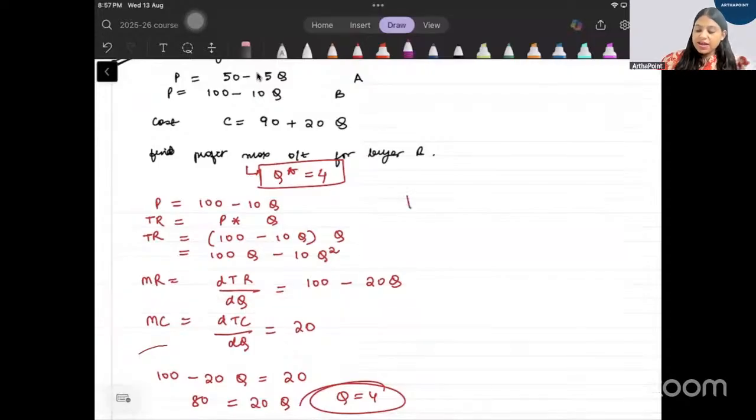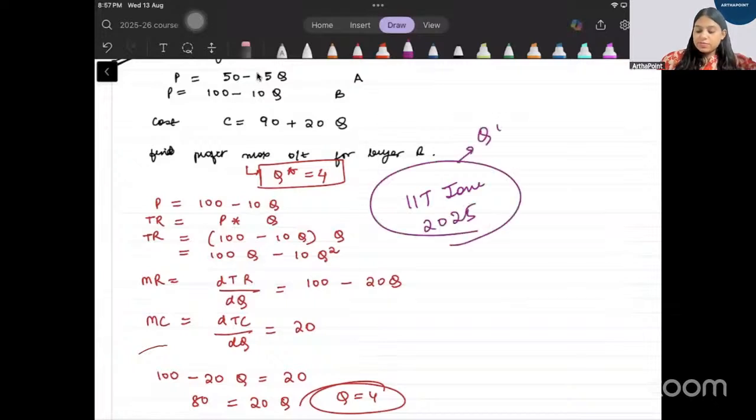This is from last year's IIT JAM 2025 paper. You should be able to do this. It's a pretty easy question. Any doubt in this? We will not do it by AC and MC. You cannot, right? It's a monopoly, so the AC, MC conditions cannot be used. I could have used that had it been perfect competition, but not in the case of monopoly.